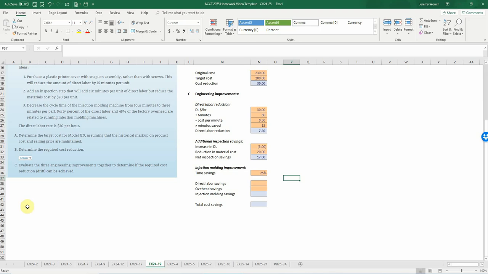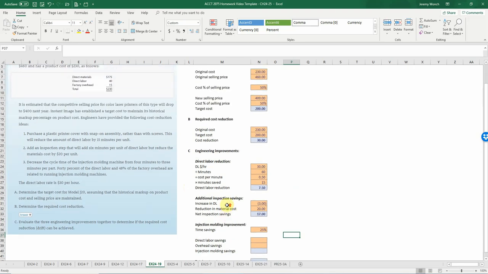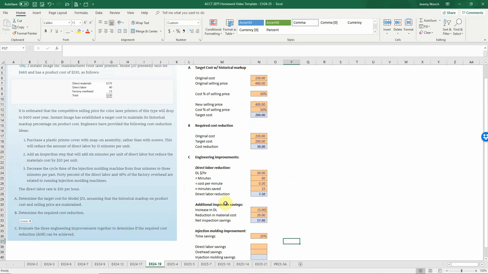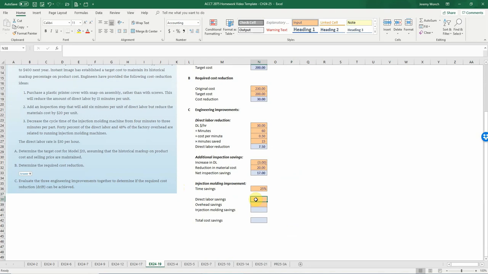So our direct labor savings: our direct labor is $40 per unit, and 40% of that direct labor is related to the injection molding. So we multiply that times 0.4, and we're going to have a 25% savings, so we multiply that times this right here. So we're going to save $4 on direct labor.